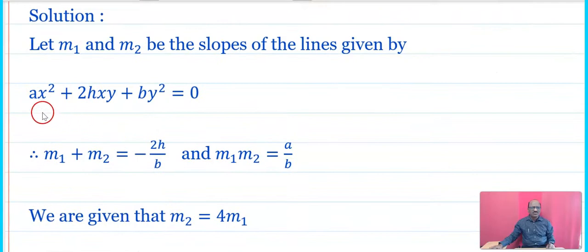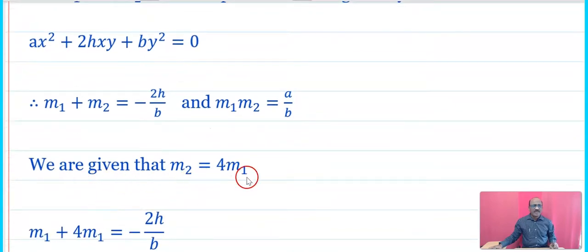And then what is that line joint equation? ax² + 2hxy + by² = 0. Again, the sum of the slopes m1 + m2 is −2h/b, and m1 into m2 is a/b. And the next is, we are given that m2 is equal to 4 times m1.